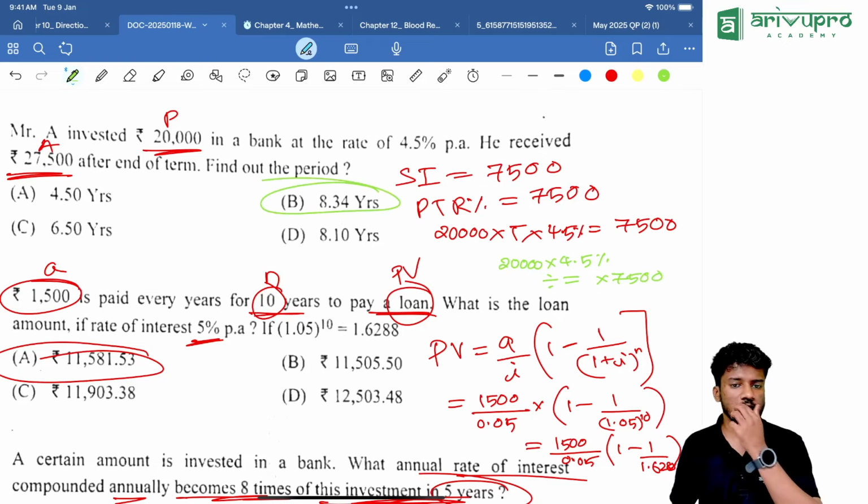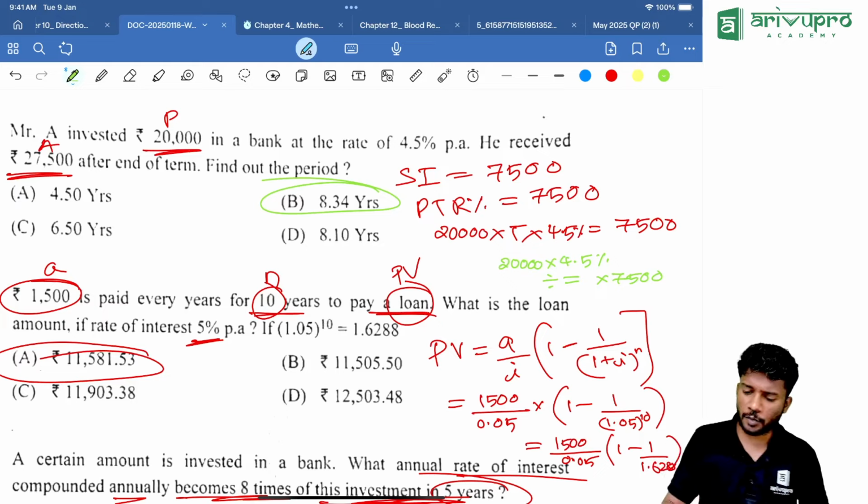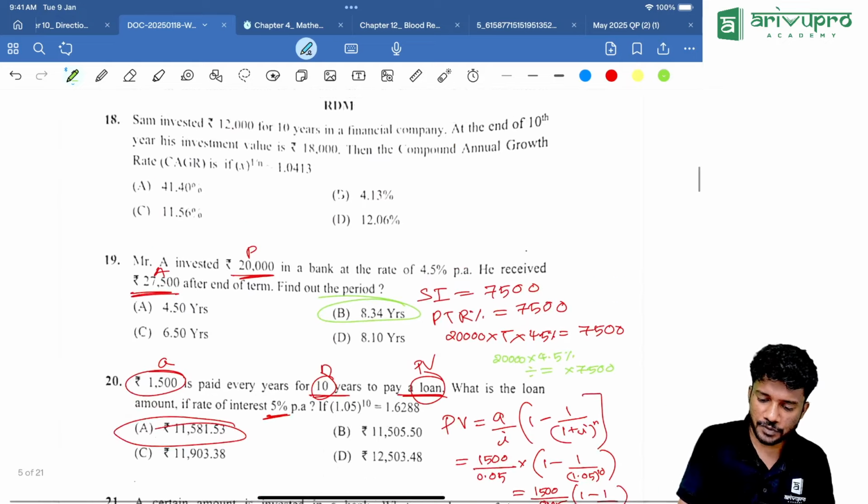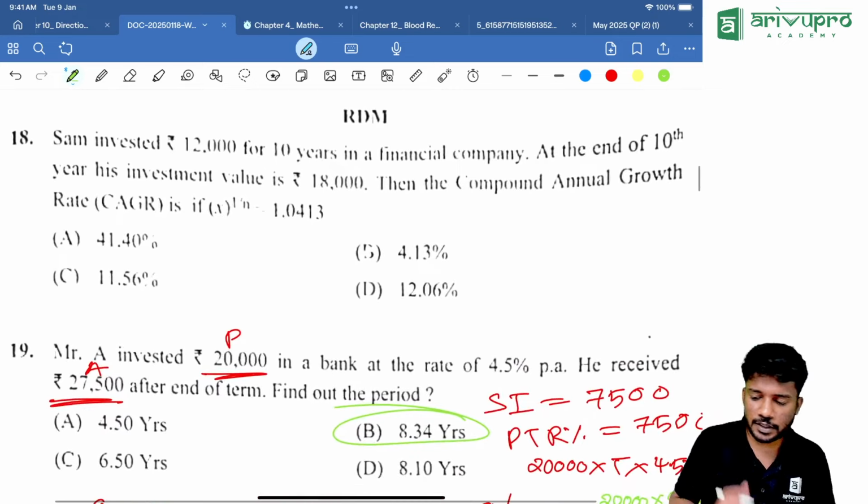8.34 or 339 you will get. Answer is option B, nearest answer. Now the next question. Everyone try.